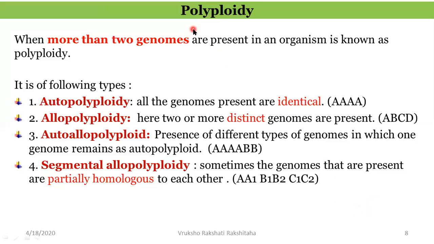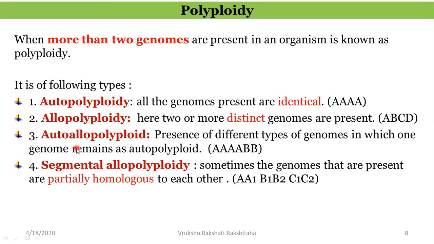Now let us look into what is meant by polyploidy. When an organism has more than 2 genomes, that phenomenon is called polyploidy. It is of the following types. The first one is autopolyploidy, when all the genomes present are identical, for example, capital A. The second one is allopolyploidy. Here there are 2 or more distinct genomes, for example, A, B, C, D.